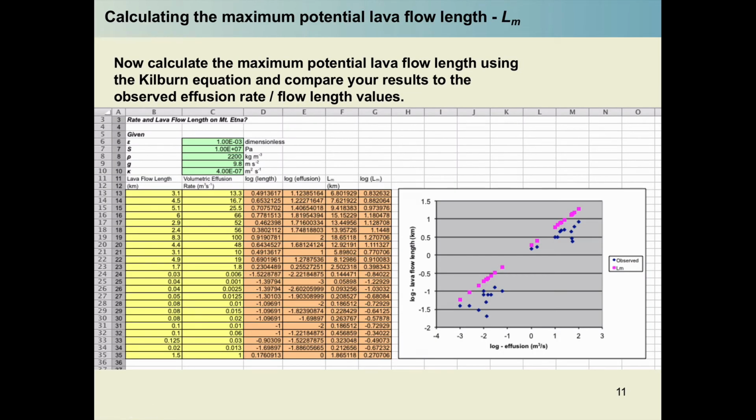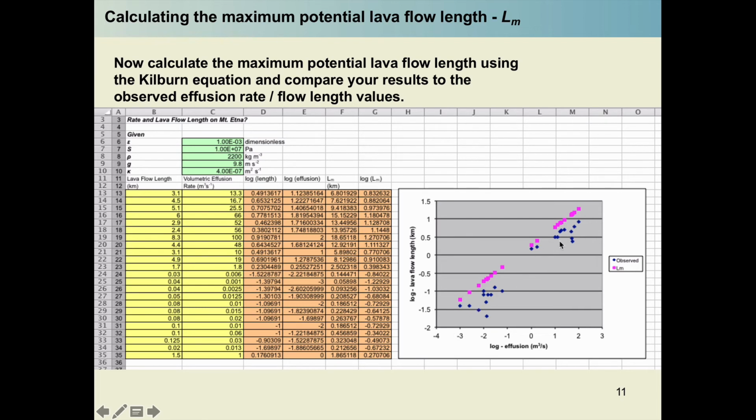The second thing you're going to do is use the Kilburn equation, which was shown to you on a prior slide, with these parameters also given to you on that same slide. For epsilon, s, rho, g, and kappa, these are the parameters you're going to use. You're going to use the Kilburn equation to calculate maximum lava flow length Lm in kilometers. And then you're going to take the log of the lava flow length in kilometers and you're going to plot it alongside your Mount Etna data as shown here.